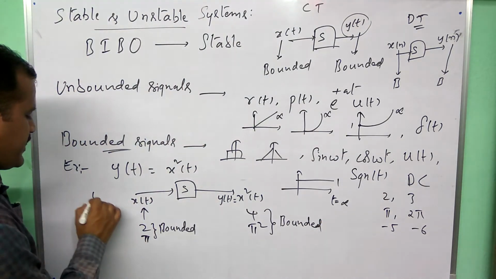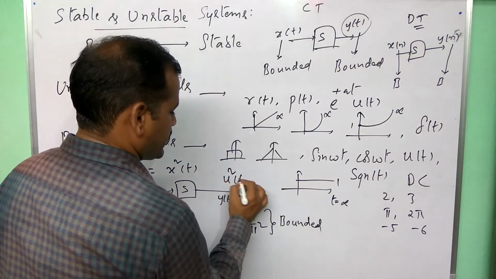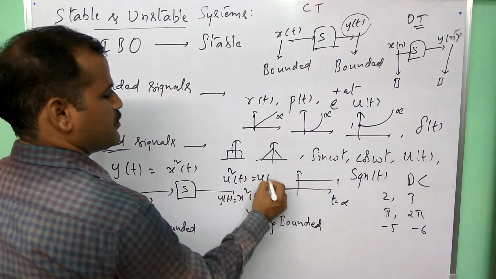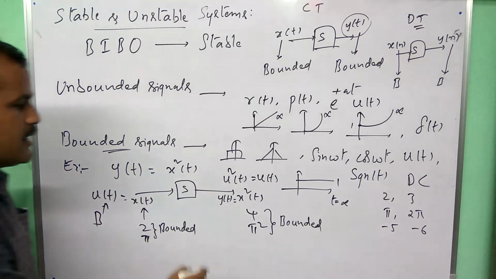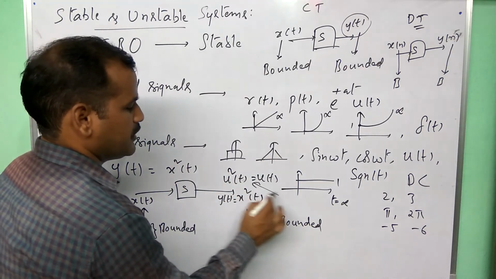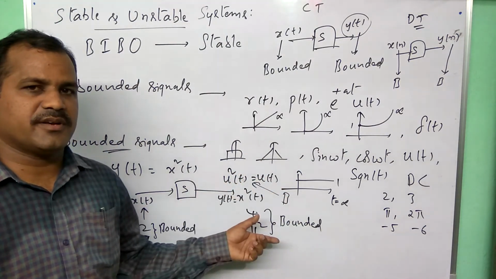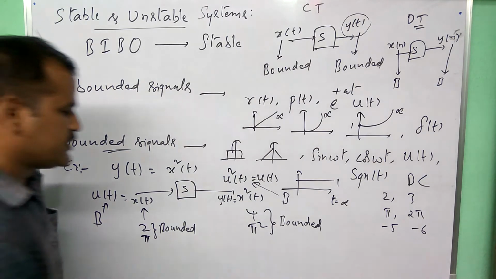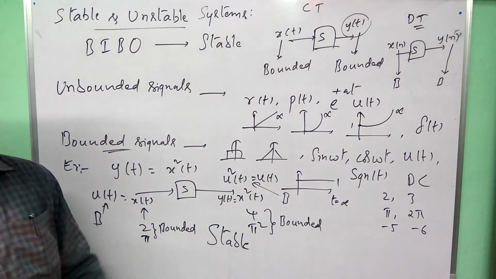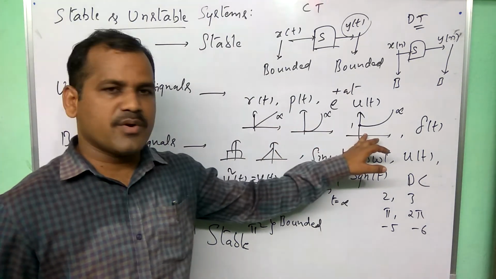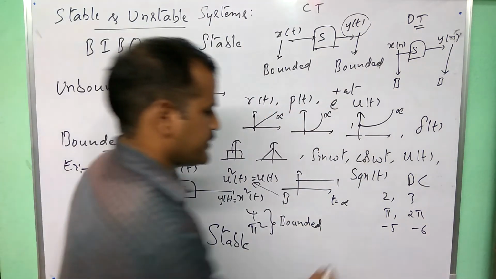Even if I consider x of t equal to u of t, then you get u square of t. u square of t is nothing but u of t. So u of t is bounded and u square of t is also bounded. So bounded inputs produce bounded outputs here. So the given system is a stable system. Like that we can verify. The only important condition is that we should not consider unbounded signals for the verification of the stability. That is the main point to be remembered, right? Thank you.